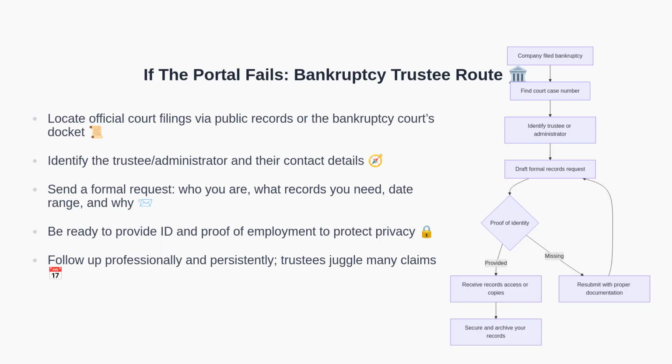If the payroll portal is unavailable, your next stop is the bankruptcy trustee or administrator. First, locate the company's bankruptcy case number through public records or the court docket. Then, identify the trustee or administrator's contact details. Next, send a formal records request that clearly states your identity, the records you need, the date range, and the purpose. You should be prepared to provide proof of identity and proof of employment, because they must protect sensitive data. After that, follow up on a reasonable cadence, as trustees manage numerous requests during a wind-down. Finally, once you receive access or copies, secure and archive your records.